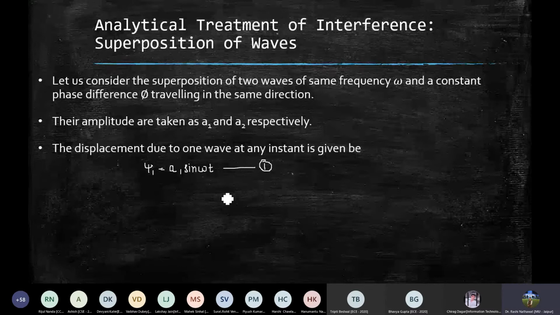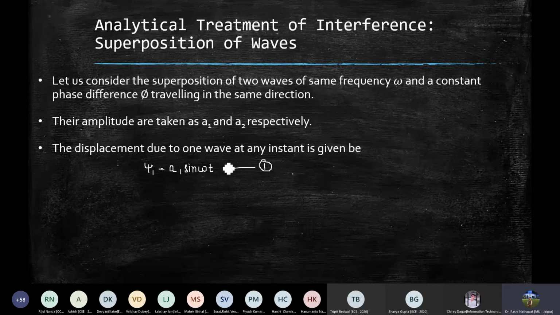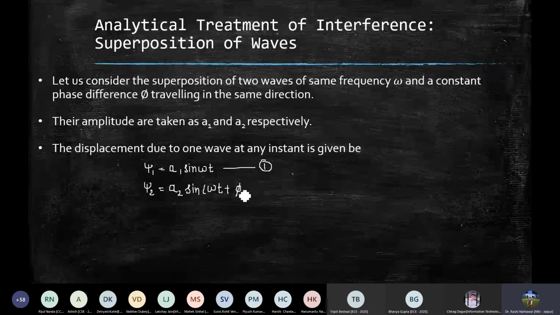And the displacement due to another wave at the same instant of time. But there is a phase difference phi between the two waves. So I should say the displacement due to the other wave at the same instant of time will be given by psi2 equals a2 sine of omega t plus phi.